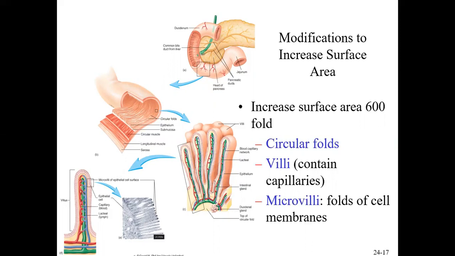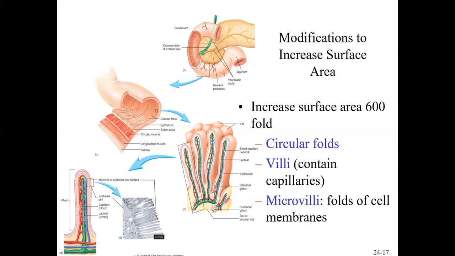And so instead of being just smooth, first of all, you see just a folded region. These are called circular folds, and that adds some more surface area. Each of the folds have kind of a finger-like projection that stand out like this. These are called villi, and this is where your capillaries are at. Those capillaries are there for exchange, and in this case, they're there to absorb all those nutrients into the bloodstream. So this is your connection to the circulatory system here.